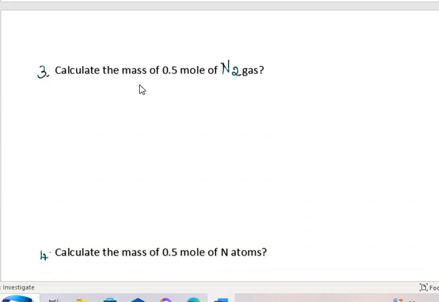Here the question type is different. Till now we have solved the problems related to moles, like to find the moles. Now we are solving the problems related to how to find the mass. Okay, let me solve the first question. We need to calculate the mass of 0.5 mole of N2 gas, which is nothing but nitrogen gas. Calculate the mass of 0.5 mole of nitrogen gas.